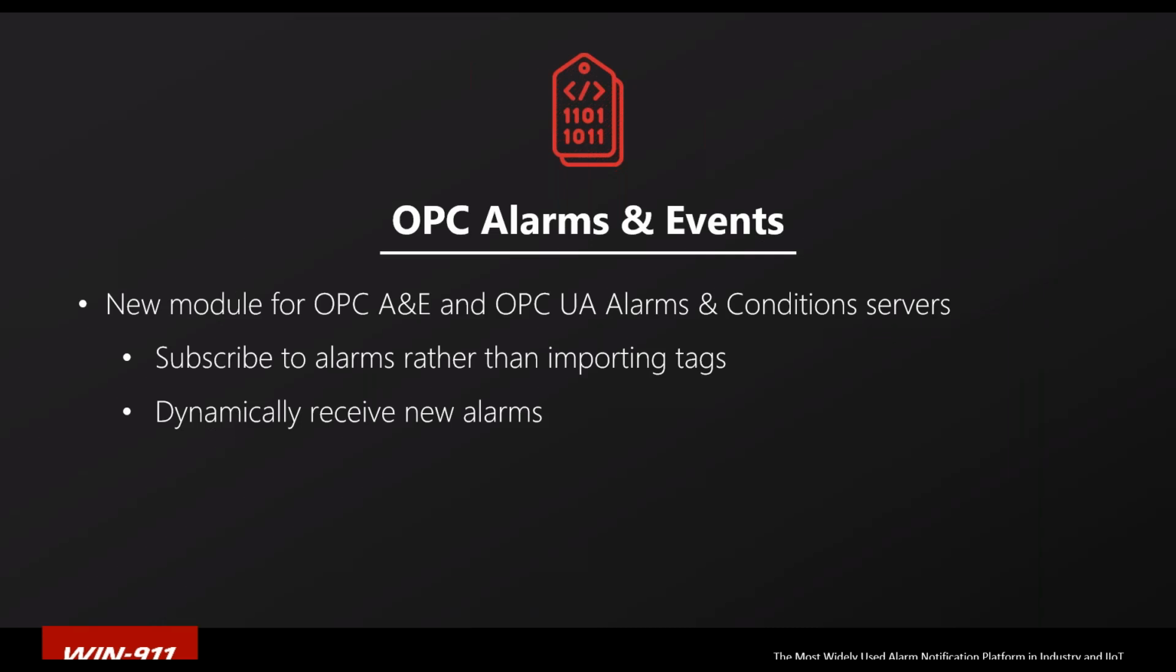You don't have to, again, import anything. It will just work. And it also works with acknowledgement. So if you acknowledge in WIN-911, it will acknowledge back to your SCADA system and vice versa. So that is nice. It's very similar to our FactoryTalk module that we've already had in the past. So if you've used FactoryTalk Alarms and Events, it's essentially that. But you'll be able to connect to all the different OPC servers that are out there.